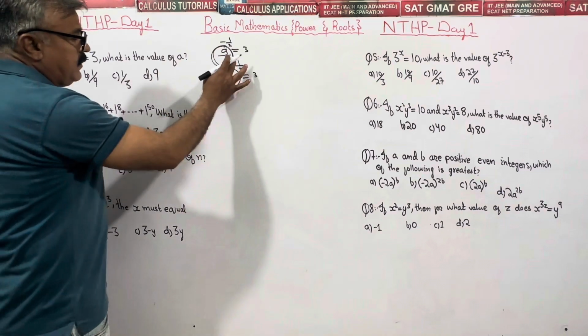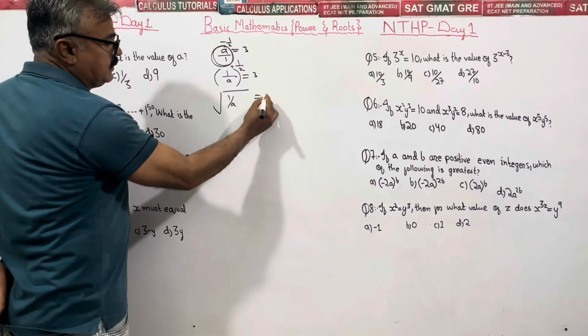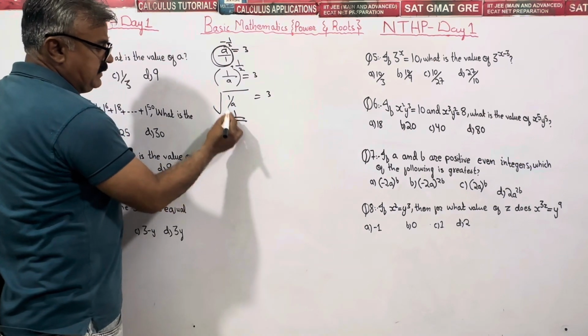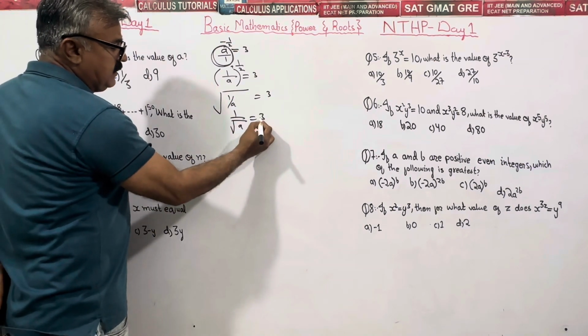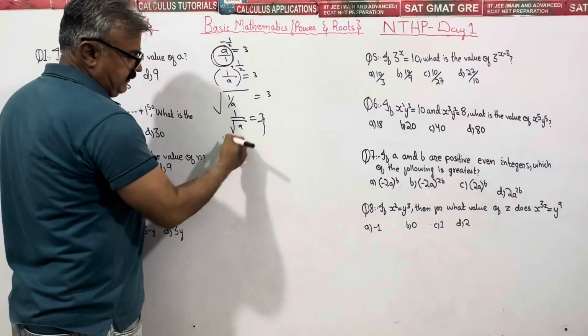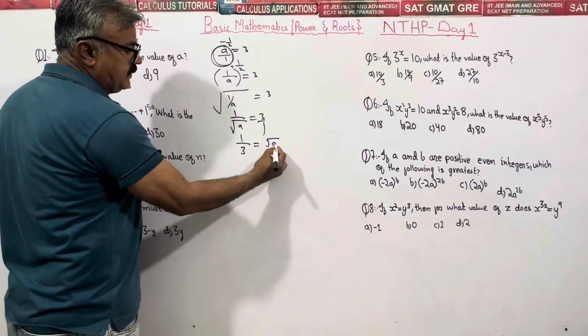Now 1 over 2 means square root: under root 1 over a is equal to 3. Square root of 1 is 1. Under root a is equal to 3. We are interested in the value of a. Shift them: 1 over 3 is equal to under root a.